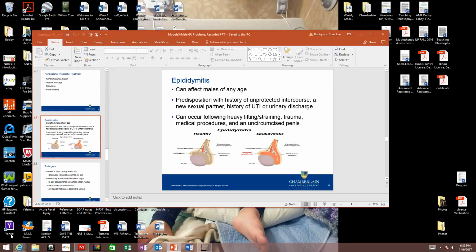Let's switch gears and focus now on epididymitis. Epididymitis can affect males of any age and is inflammation of the epididymis at the back of the testicle that stores and carries sperm. There is a predisposition to epididymitis for patients with a history of unprotected intercourse, a new sexual partner, history of UTI, or urinary discharge. Symptoms can also occur following heavy lifting and/or straining, trauma, medical procedures that affect the urinary tract, and an uncircumcised penis.